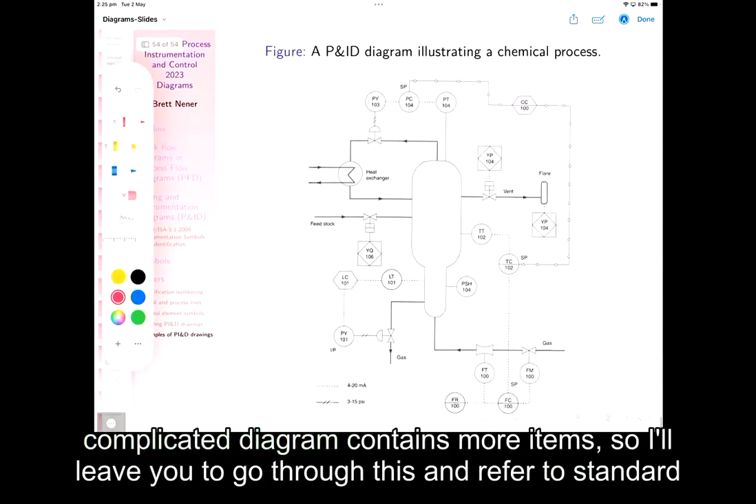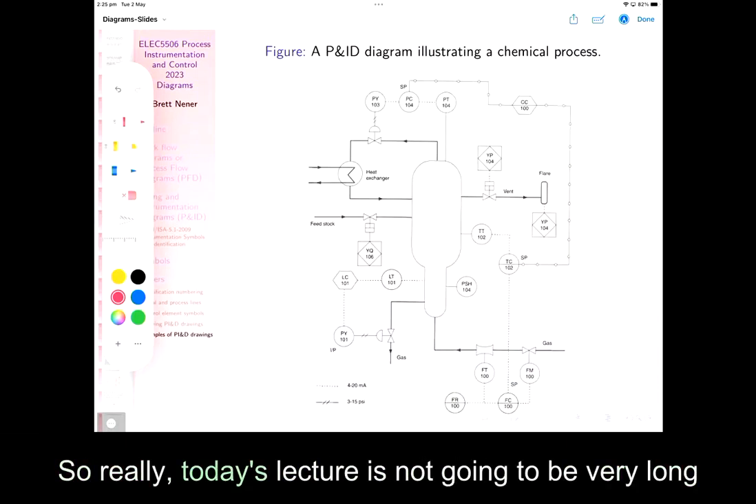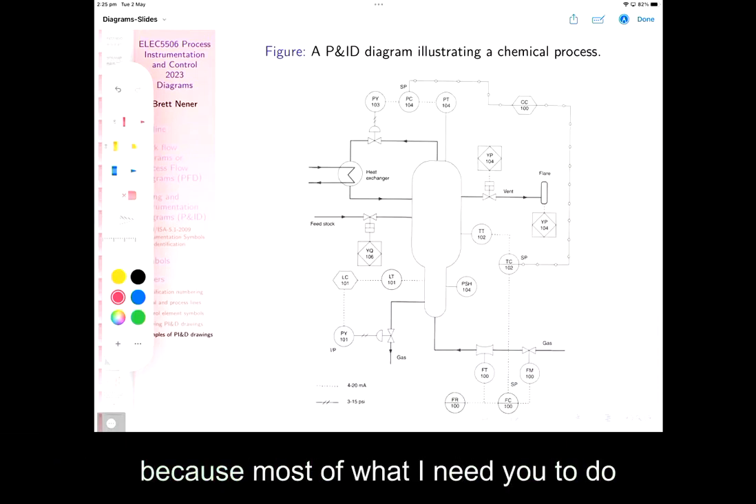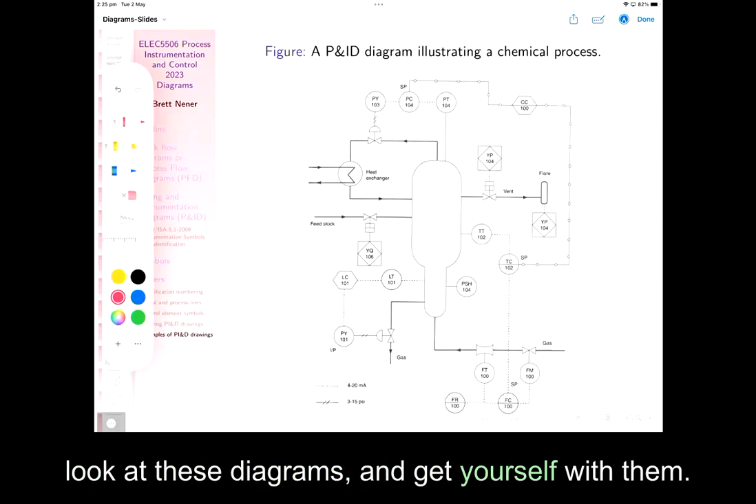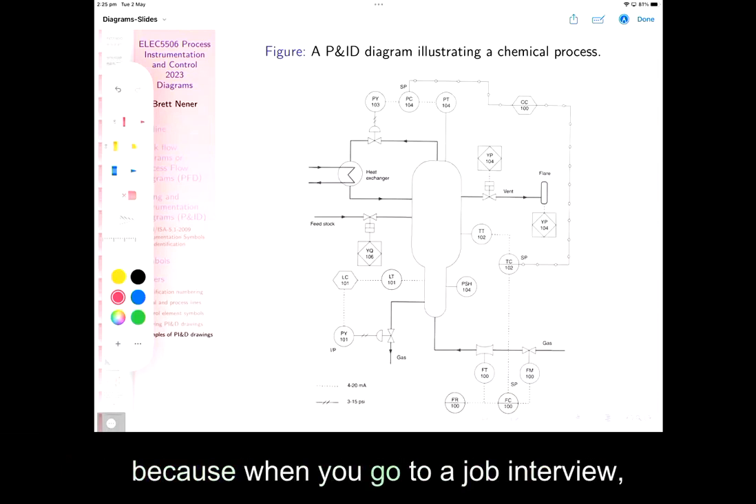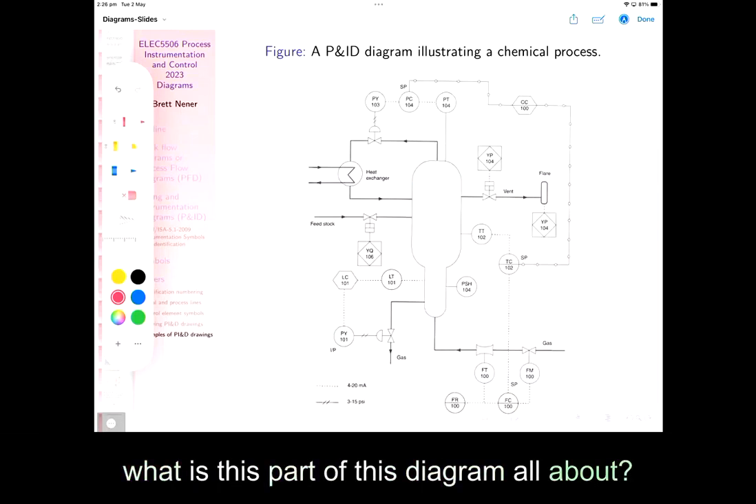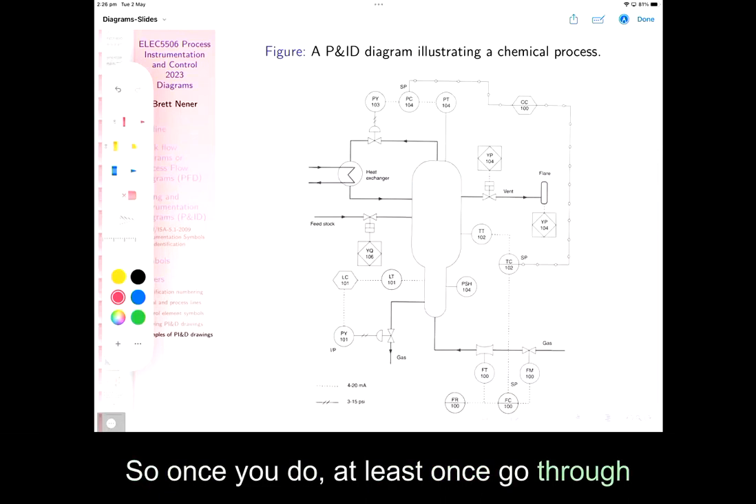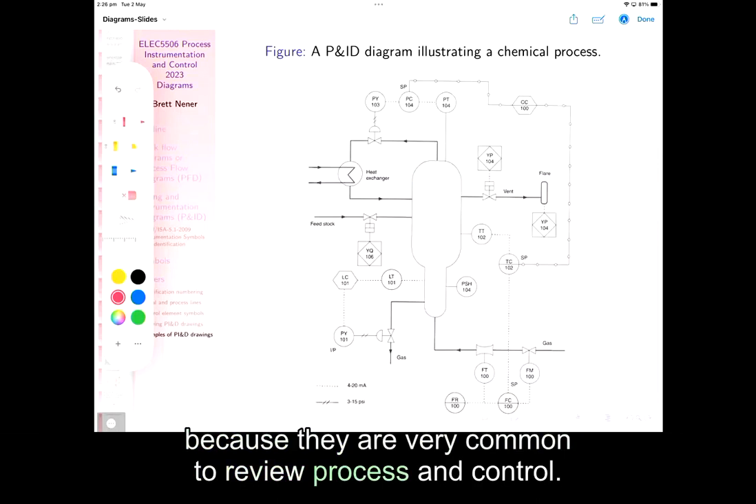A more complicated diagram contains more items. So I'll leave you to go through this and refer to the standard and make sure you understand what each one means. Really, today's lecture is not going to be very long because most of what I need you to do is to actually go through and read the document, look at these diagrams and familiarize yourself with them. I strongly suggest that because when you go to a job interview for a process engineer, you're very likely to be given one of these diagrams and asked, okay, tell me what it does. Or you may get asked, what is this part of this diagram all about? So at least once, go through and get an idea of what P&I diagrams are, because they are a very common tool used in process and control.